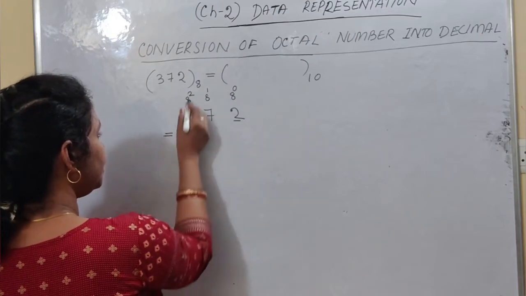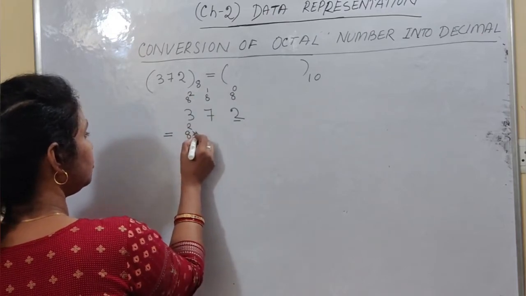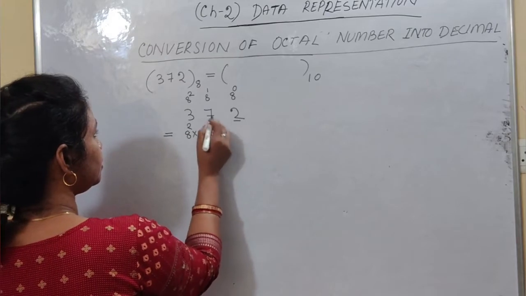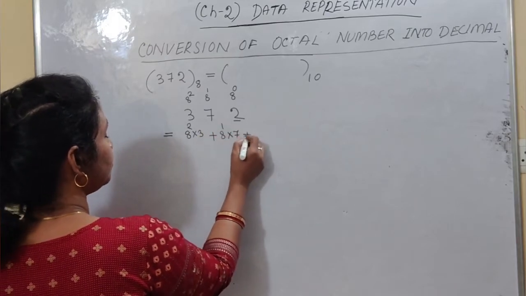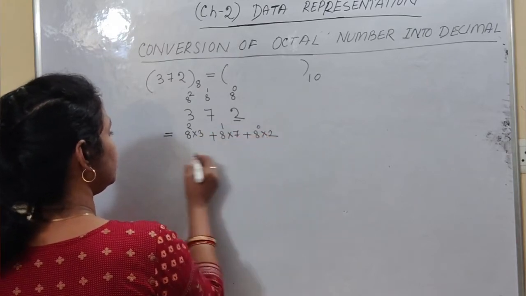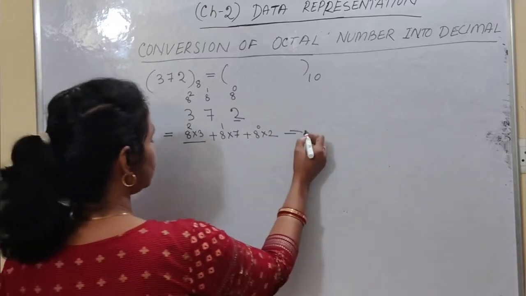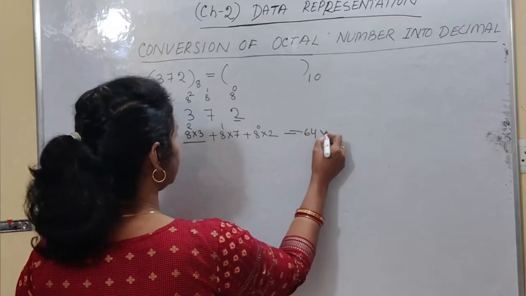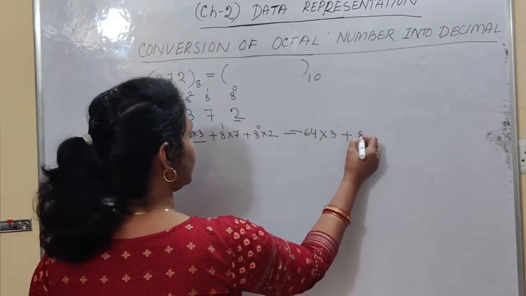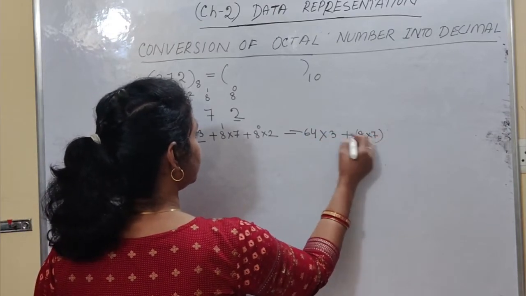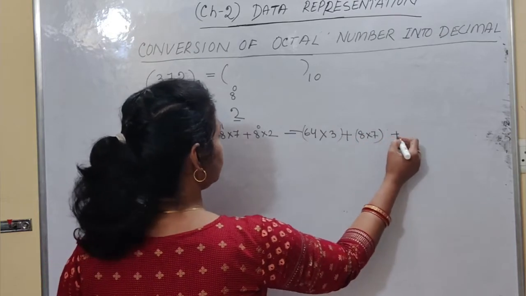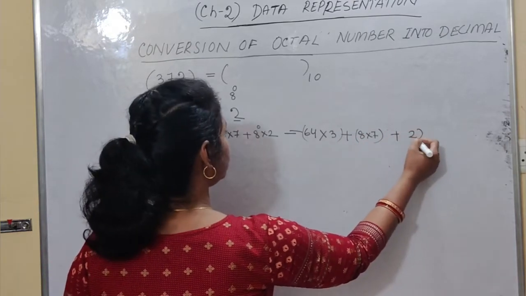Now you have to multiply this. That is 8 to the power 2 multiply 3, plus 8 to the power 1 multiply 7, plus 8 to the power 0 multiply 2. Now find out the result. Your 8 to the power 2, sorry, 8 to the power 2, that is 64. 64 multiply 3 plus 8 multiply 7. Then plus 8 to the power 0, that is 1. 1 multiply 2, so it is 2.